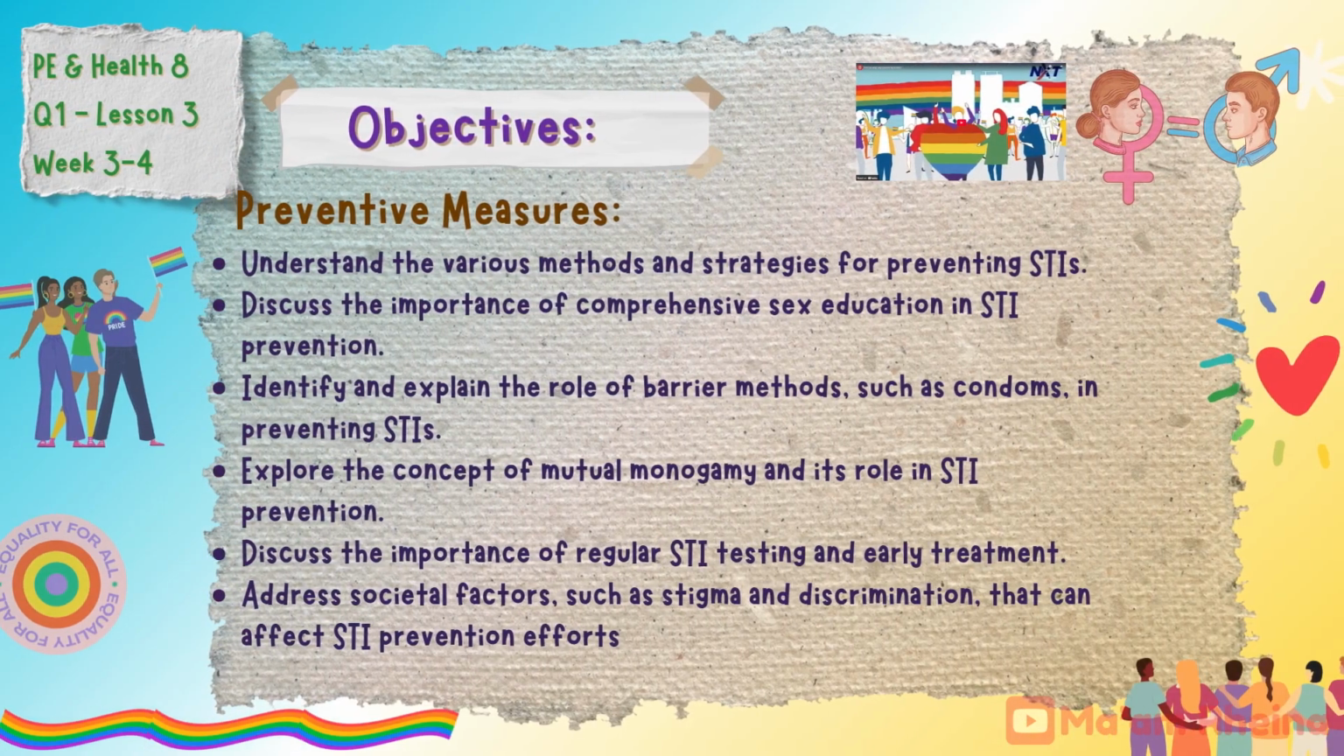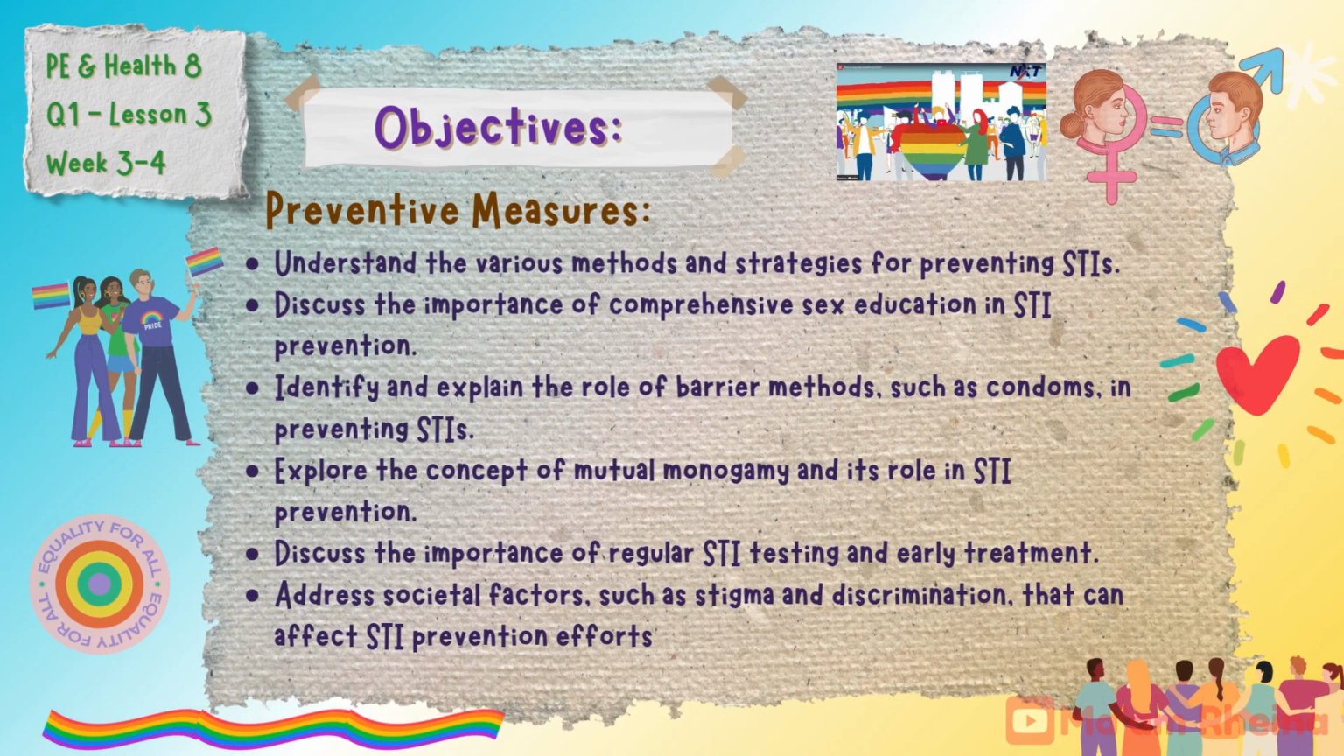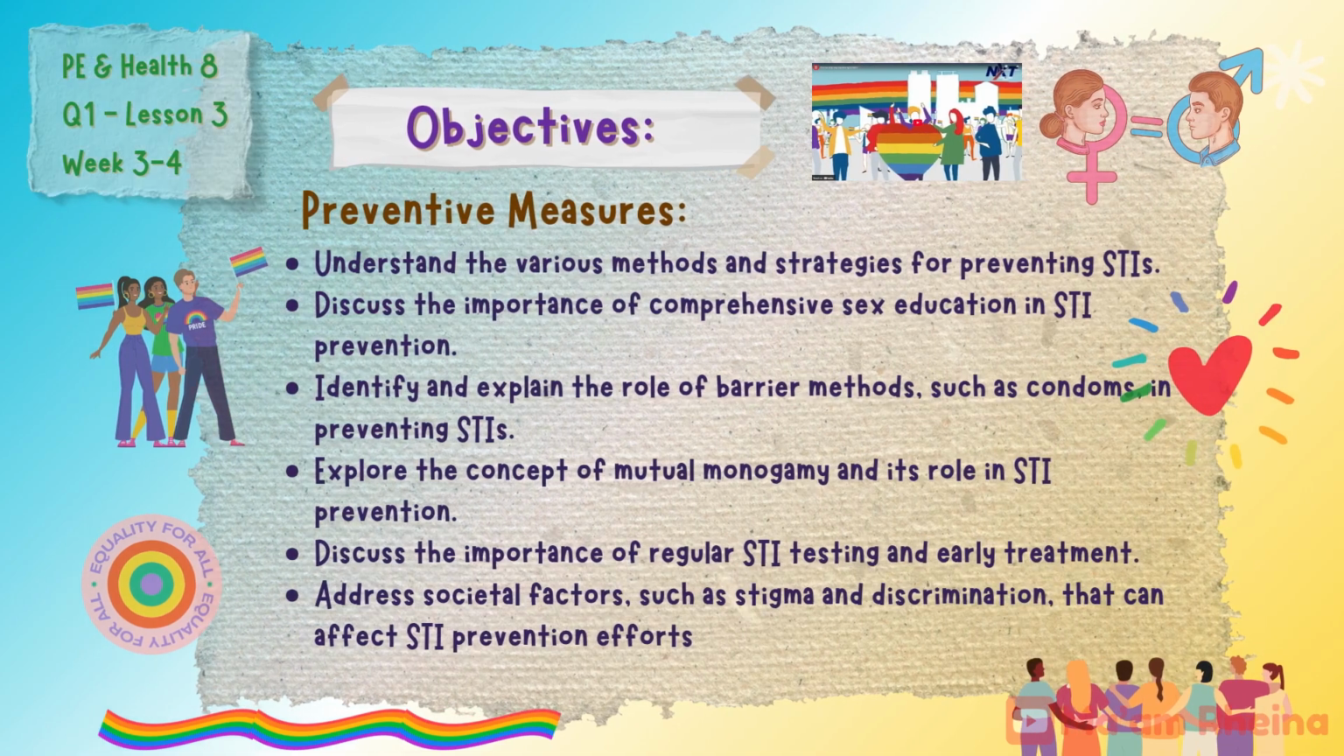2. Explore preventive measures. Understand the various methods and strategies for preventing STIs. Discuss the importance of comprehensive sex education in STI prevention. Identify and explain the role of barrier methods, such as condoms, in preventing STIs. Explore the concept of mutual monogamy and its role in STI prevention. Discuss the importance of regular STI testing and early treatment. Address societal factors, such as stigma and discrimination, that can affect STI prevention efforts.